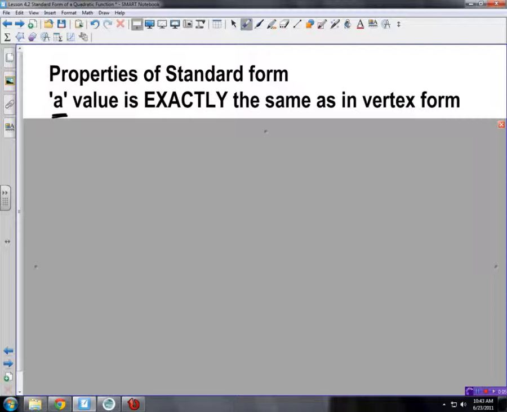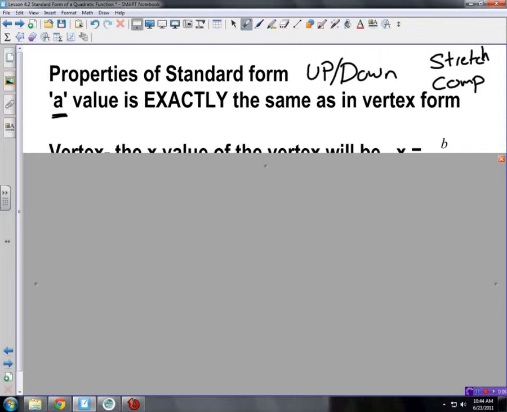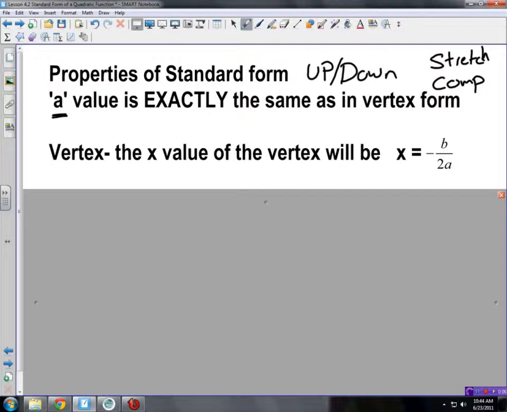It tells us whether it's facing up, down, or is it a stretch or a compression. Exactly the same thing. So vertex form told us what the A value is, and it also told us where the vertex is. Now this is where the hidden information comes in, because for the vertex we have to do some math. Instead of just looking at it and picking it out of the equation, we have to do a little bit of math.